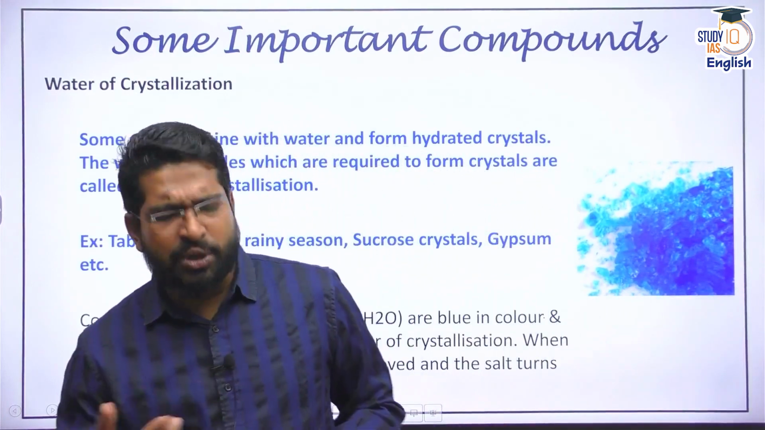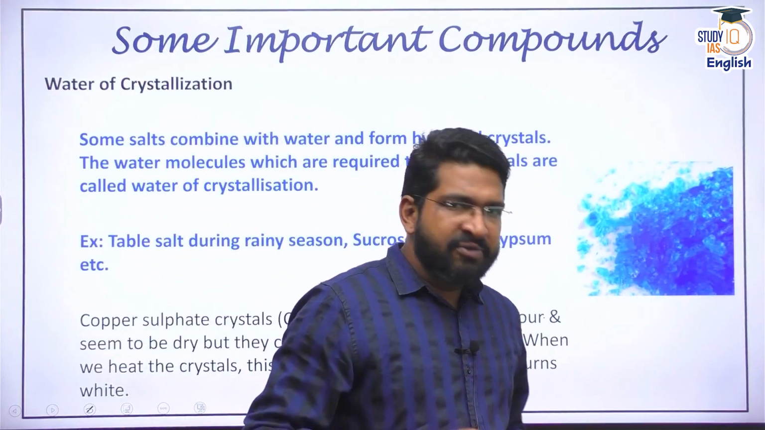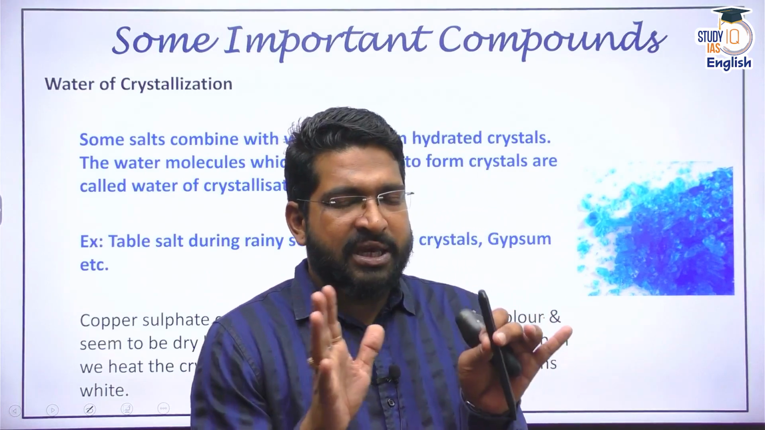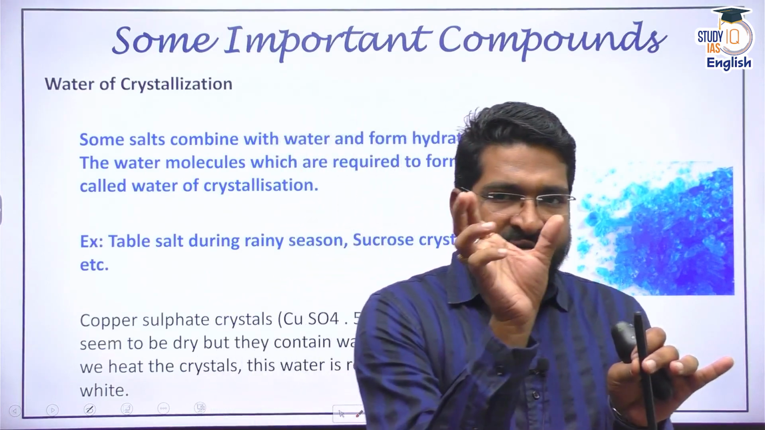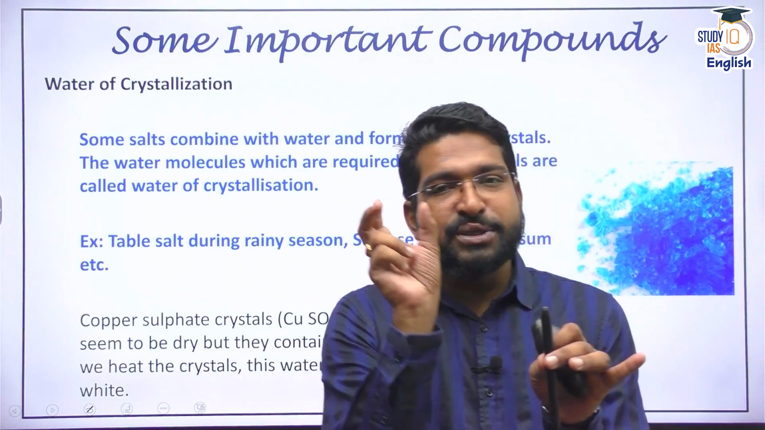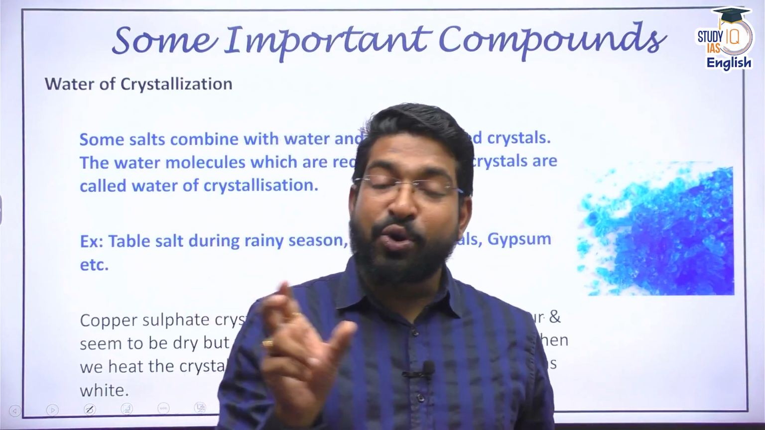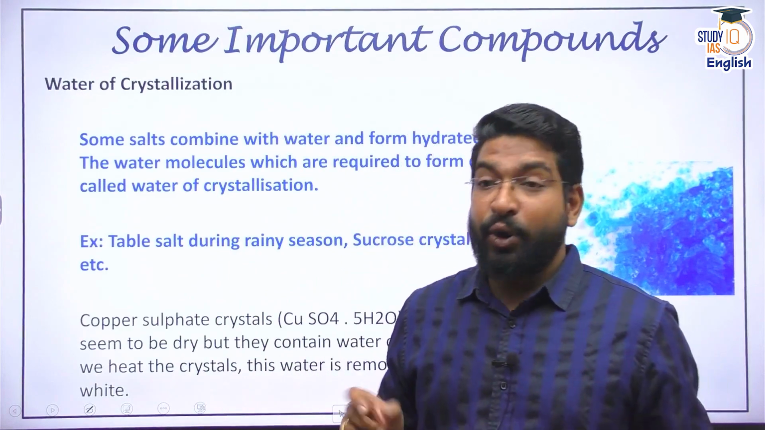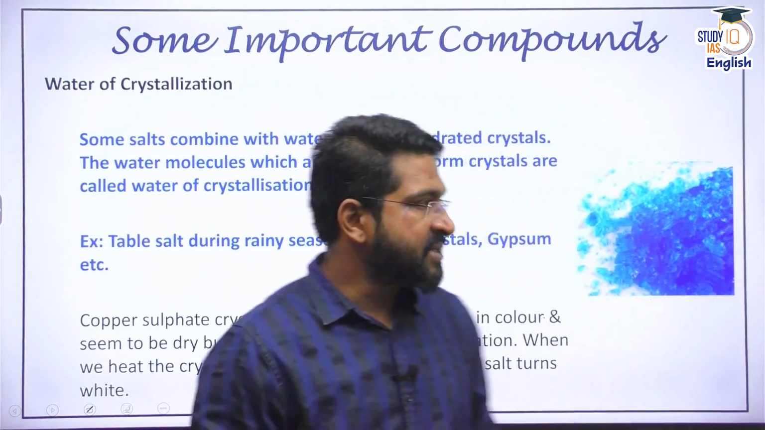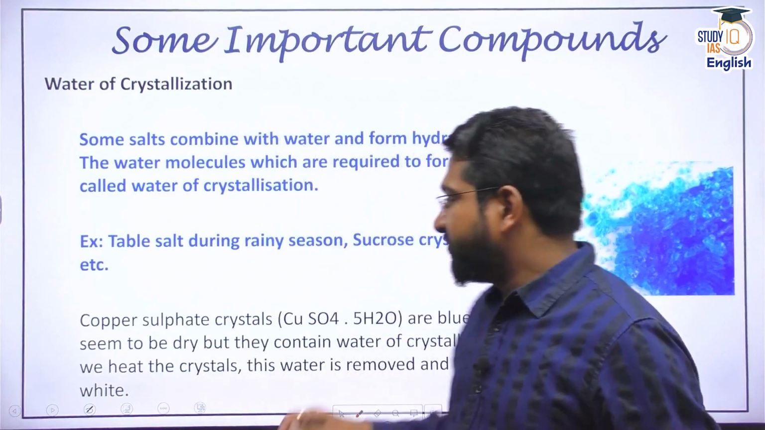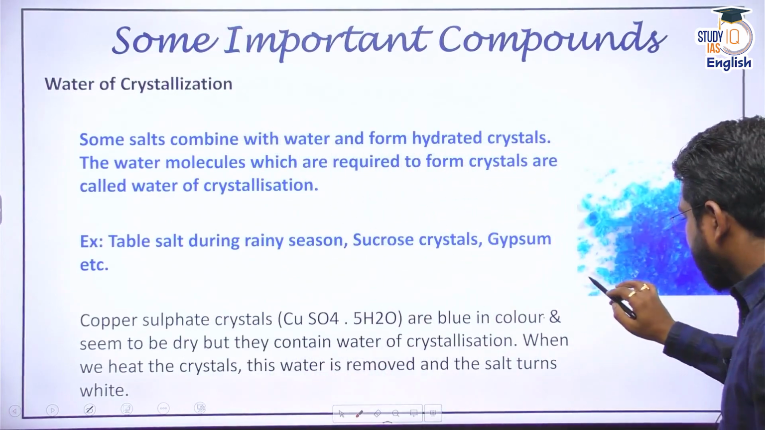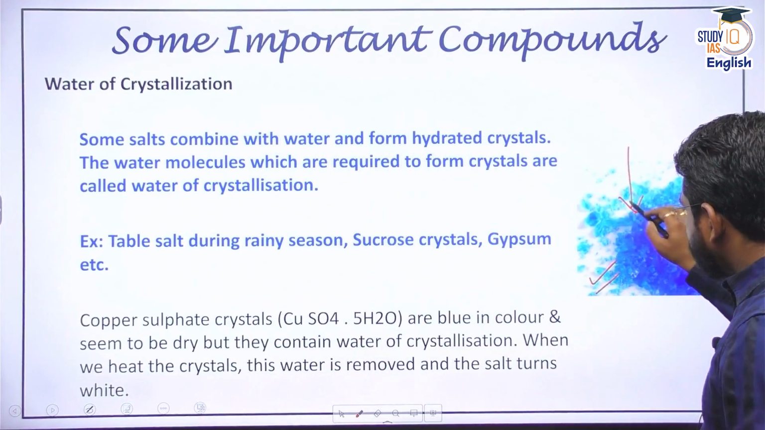Since we are talking about salts, many a times when we see the chemical formula for salt, we have the salt plus some water molecules. Such salts are called hydrated salts, although they look crystalline. One of the examples is copper sulfate, right? We have this copper sulfate crystal which is blue in color.